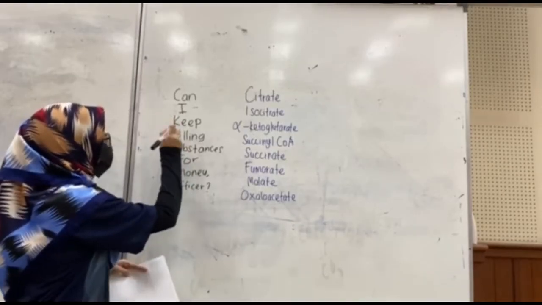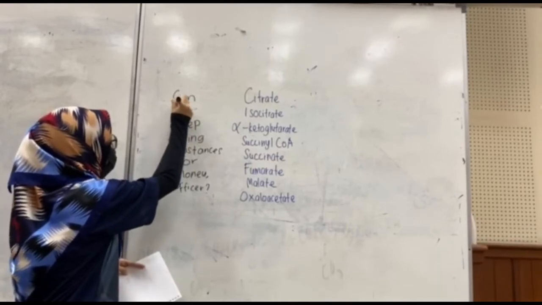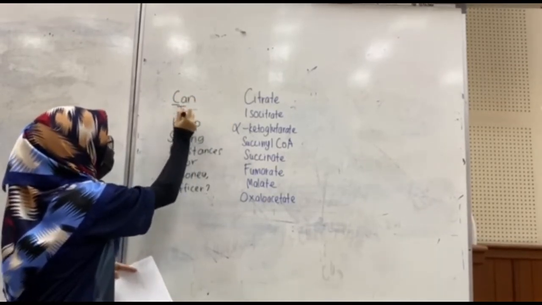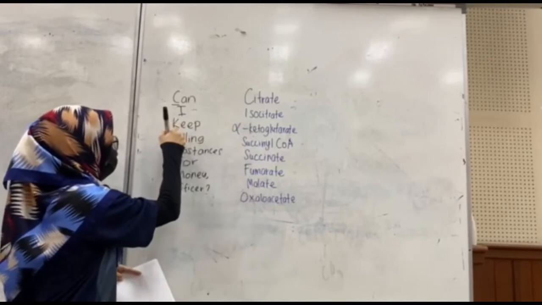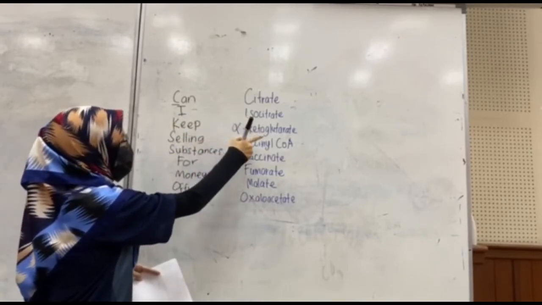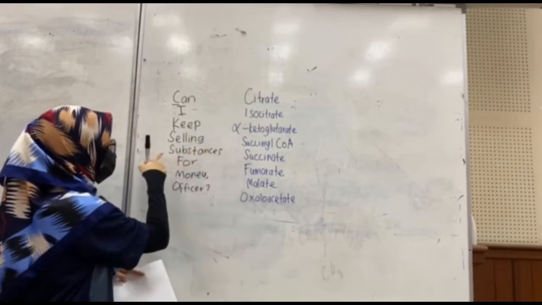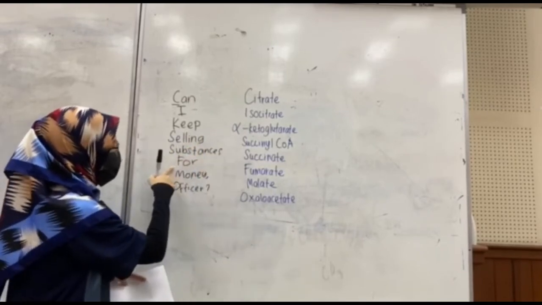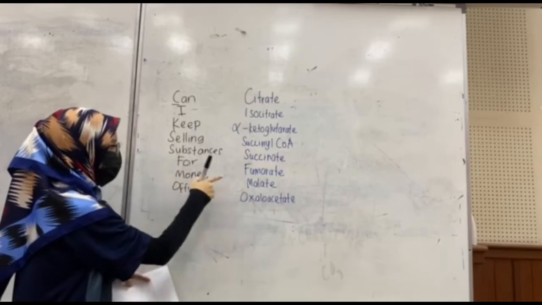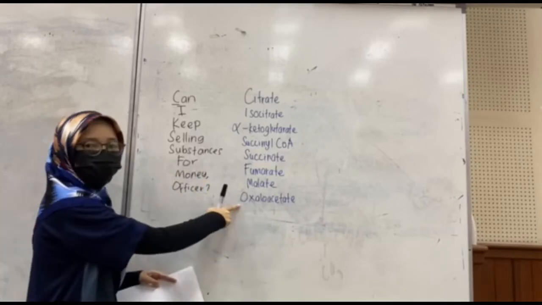As you can see here, the first alphabet, C, citrate; I, isocitrate; K, ketoglutarate, alpha ketoglutarate; S, succinyl-CoA; S, succinate; F, fumarate; M, malate; O, oxaloacetate.